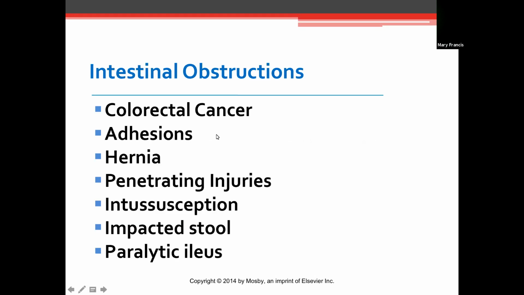A hernia, or an outpouching, that has blocked the way, or a penetrating injury such as a stab wound or a gunshot wound. Intussusception is when the bowel turns upon itself and that tunneling of it kind of blocks it. Impacted stool can become an issue, especially for the elderly or people on chronic opioids. And a paralytic ileus, which we discussed previously, where the motility in the intestinal tract becomes frozen, either due to post-op or some other type of immobility.